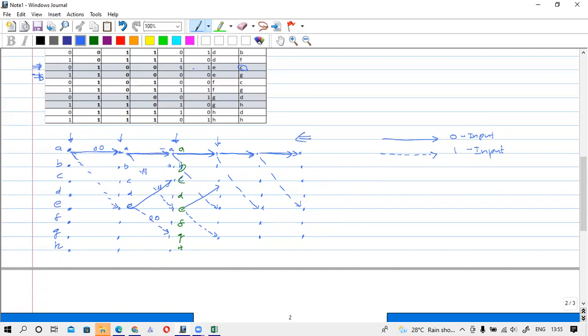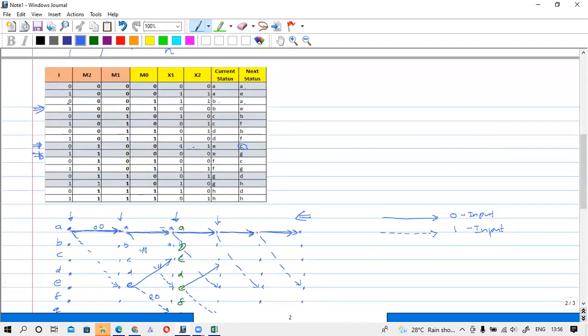So this is how we draw the trellis diagram. First we consider the input, then the next state. If the input is 0, we use a thick line. If the input is 1, we use a dash line. After that, on top of the line we write the output of the encoder. So this is how we construct the trellis diagram.